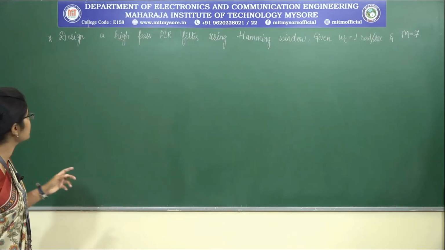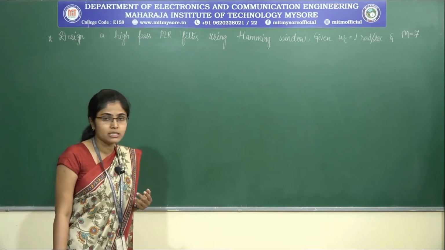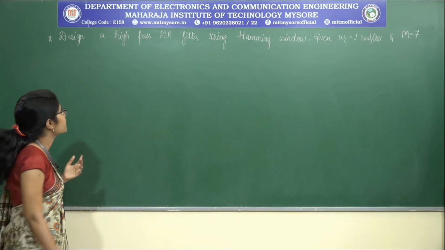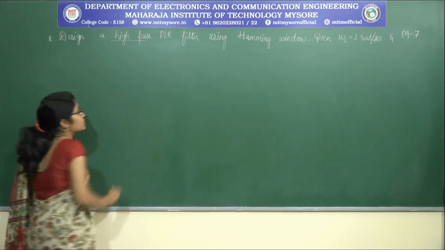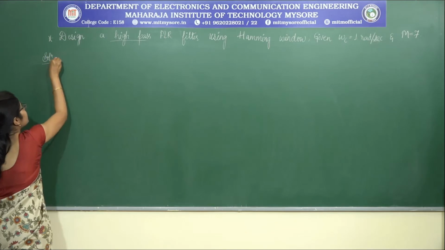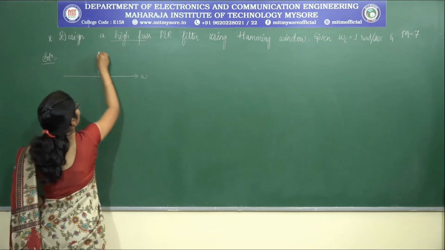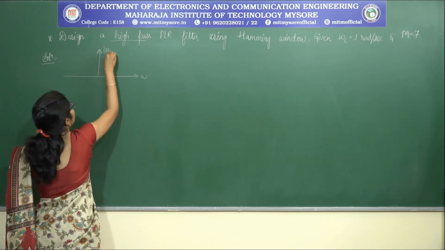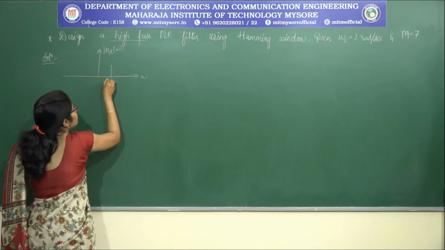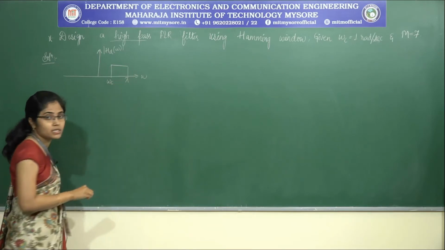The next question is, design a high pass FIR filter using Hamming window given omega c is equal to 1 radian per second and m is equal to 5. So they are telling us to design which type of filter? High pass filter. If I draw the response of a high pass filter, it looks like this. This is omega, this will be magnitude of H of omega. If omega c is the cutoff frequency, it should pass the frequencies from omega c to pi.